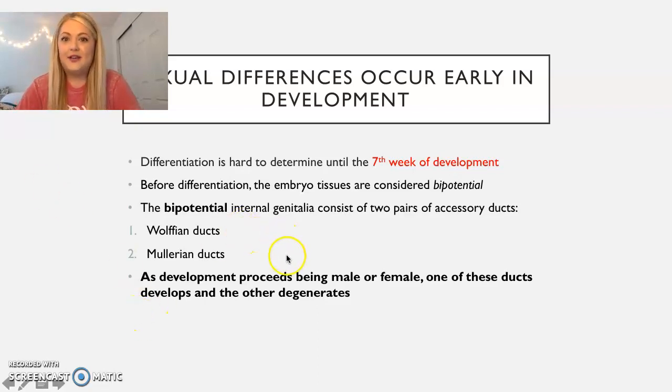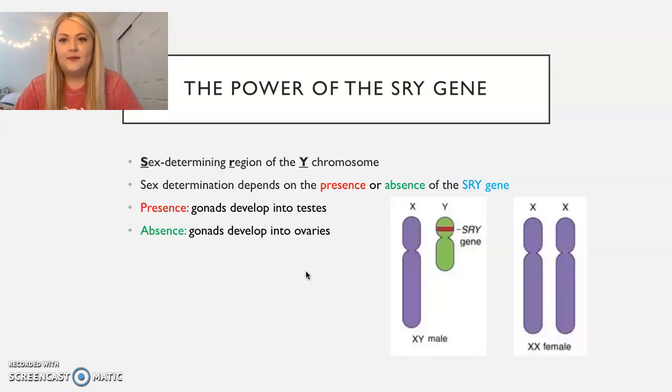And the bipotential internal genitalia consists of 2 pairs of accessory ducts called the Wolffian ducts and the Mullerian ducts. As development proceeds, being a male or a female, one of these ducts develops and the other degenerates. So the power of the SRY gene, very important role.